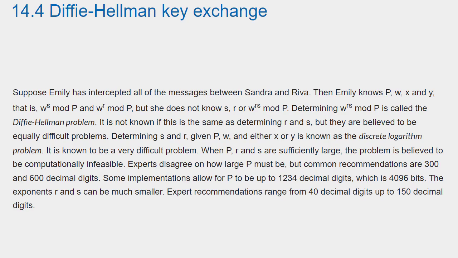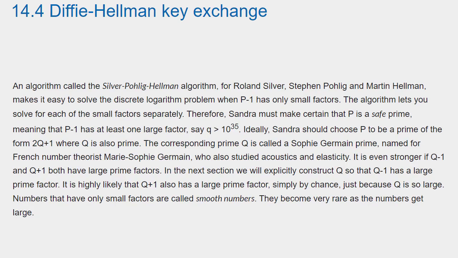Some implementations allow for P to be up to 1234 decimal digits, which is 4096 bits. The exponents r and s can be much smaller. Expert recommendations range from 40 decimal digits up to 150 decimal digits.